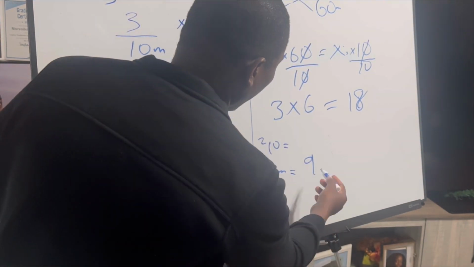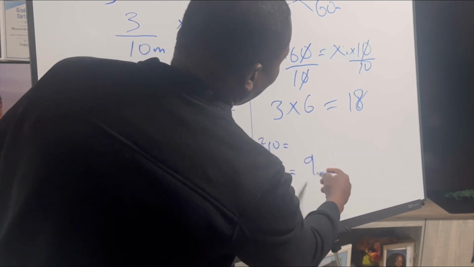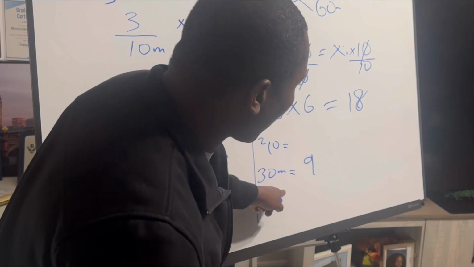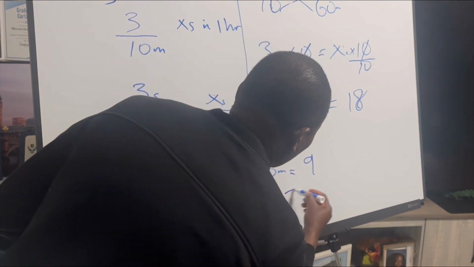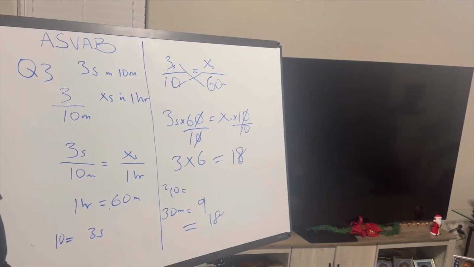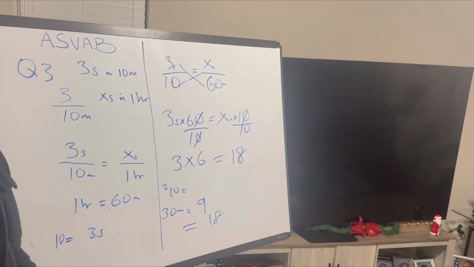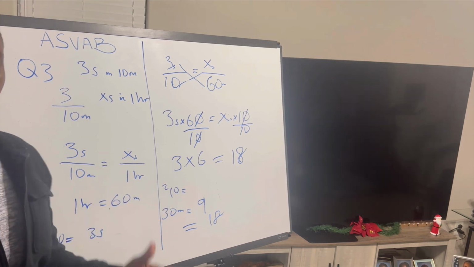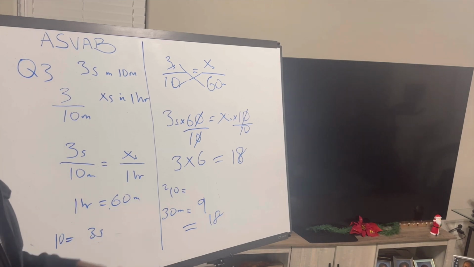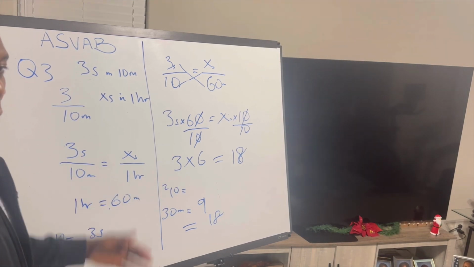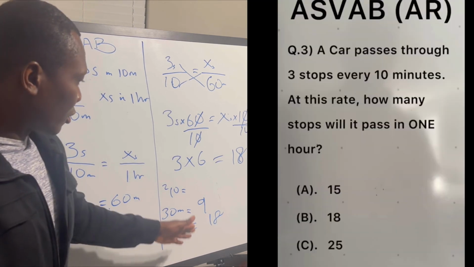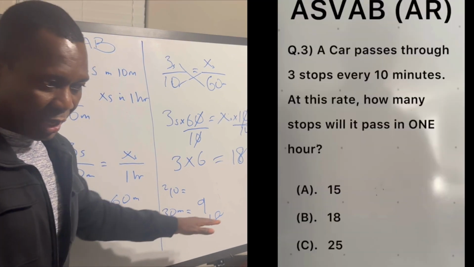If we keep going by the 4th stop, we had another 3. So 30 minutes is 9 stops. That means in 1 hour it will go through how many stops? 18 stops. That's the same thing. So you can do it both ways, because in the ASVAB you cannot use a calculator, and you get 6 different 10 minutes in 1 hour. So the number of stops in 1 hour is 18.